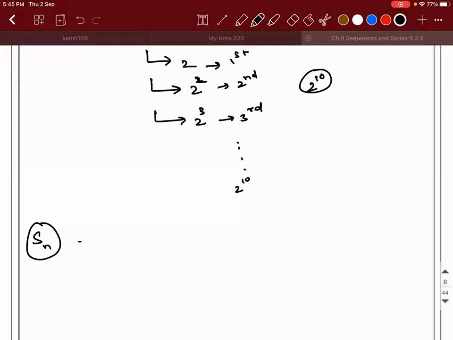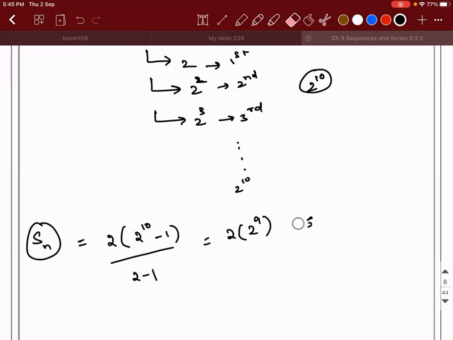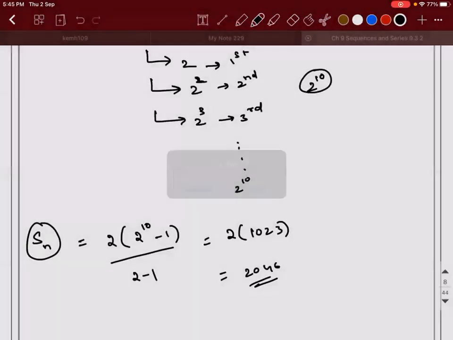Sn is equal to a into a power n minus 1 divided by a minus 1. So 2 into 2 power 9. Sorry, not 2 power 9. Wait. Sorry. See, careless mistake. It is 2 power 10, which means how much? 1024 minus 1, it should be 1023. Answer will be 2046. So in total, he has 2046 ancestors in the 10 generations preceding his own.